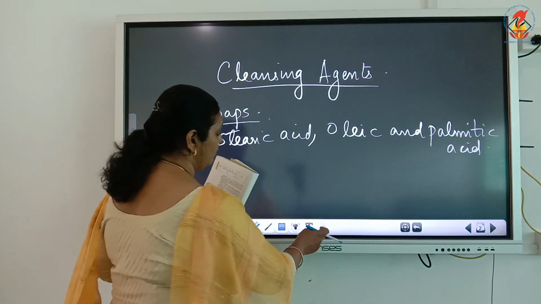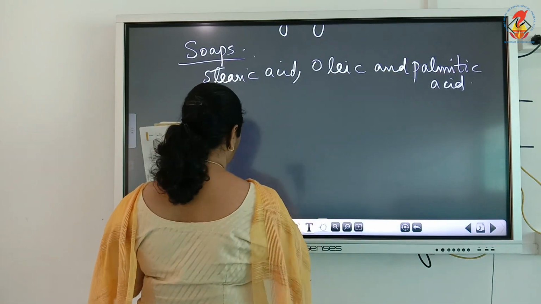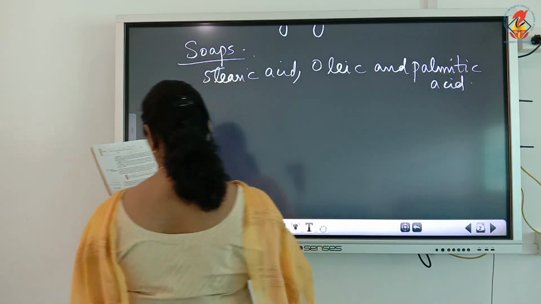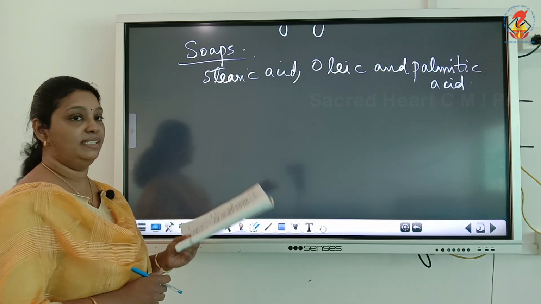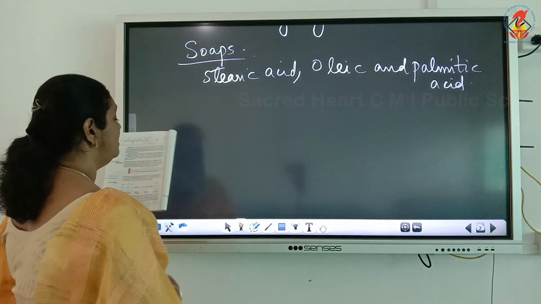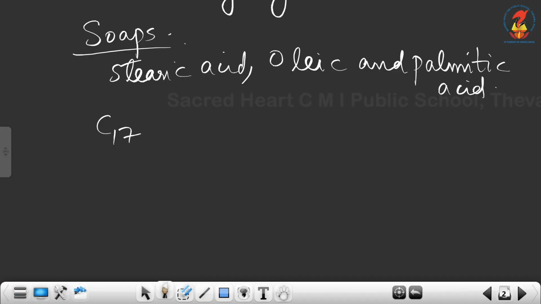So, we can write an equation for the preparation of soap, that is, heating fat. Example for fat is glyceryl ester of fatty acid. So, I am going to give the example with stearic acid. Stearic acid formula is C17H35COOH. This is stearic acid.